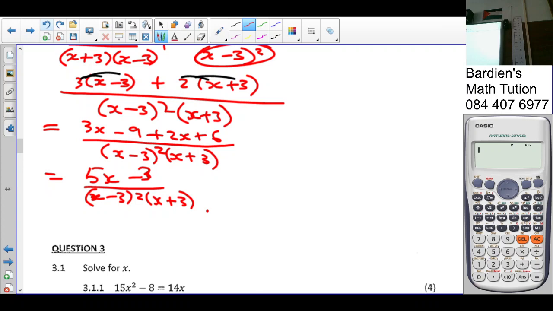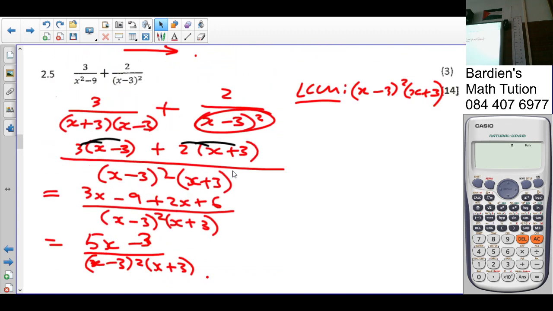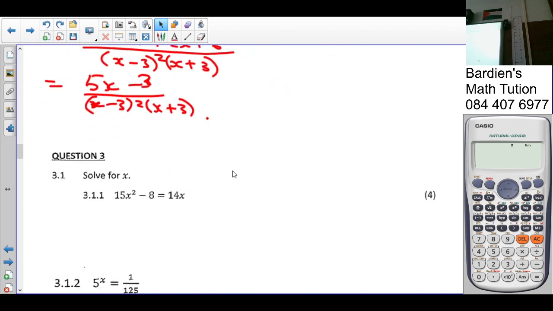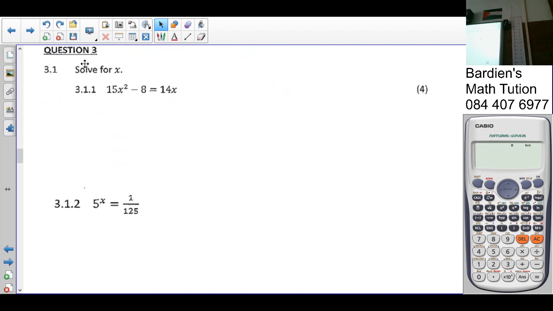Okay, you all agree with that? Any confusion? Any questions? Any questions here regarding these sums? No. That brings us to the end of question 2. 14 marks in the bag. You see how easy it is to get these marks? It's easy, no? If you do it often, it becomes easy.